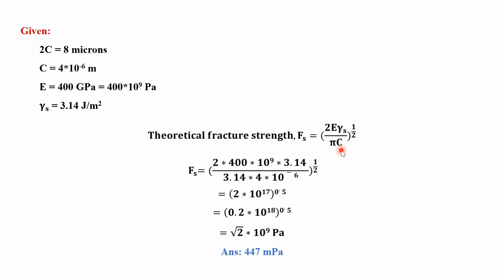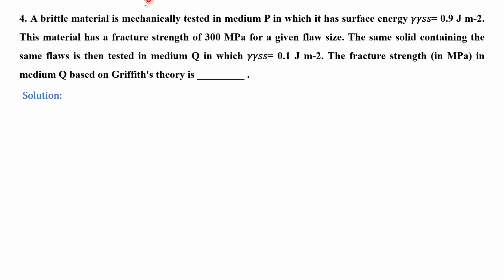Okay. So in that case, we can move on to the fourth question. A brittle material again is mechanically tested in a medium P, which has surface energy gamma S equal to 0.9 joule per meter square. This material has a fracture strength of 300 MPa for a given flaw size.